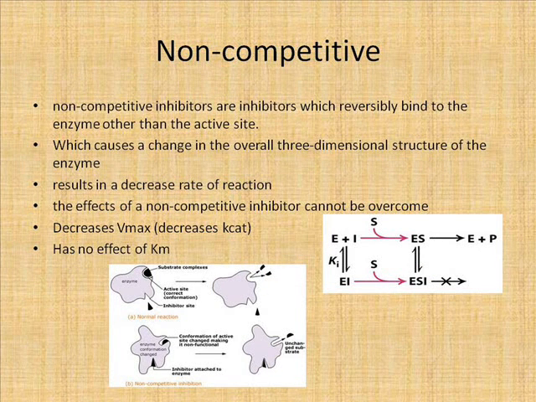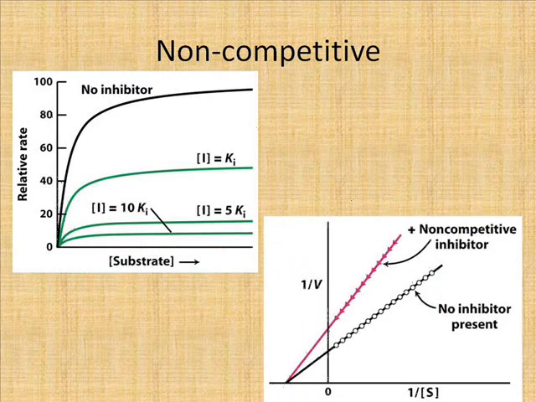Non-competitive inhibitors are inhibitors which reversibly bind to a site other than the active site, which causes a change in the overall three-dimensional structure of the enzyme that causes a decrease in the rate of reaction. However, the effects of a non-competitive inhibitor cannot be overcome. So they decrease the Vmax but have no effect on the Km.